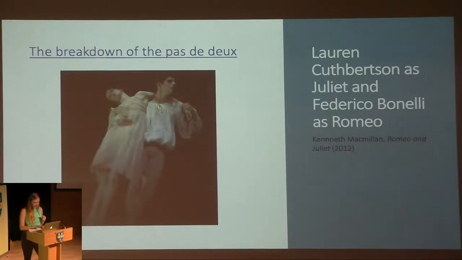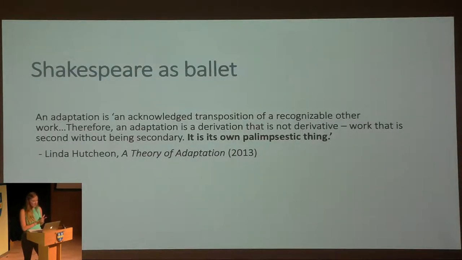Okay, and so we come to really working towards a theory of what Shakespeare as ballet is. I think a useful voice here is Linda Hutcheon in A Theory of Adaptation, where she says, an adaptation is an acknowledged transposition of a recognisable other work. Therefore, an adaptation is a derivation that is not derivative, a work that is second without being secondary. This is the most crucial part. It is its own palimpsestic thing, and that word palimpsestic, thinking about layers.